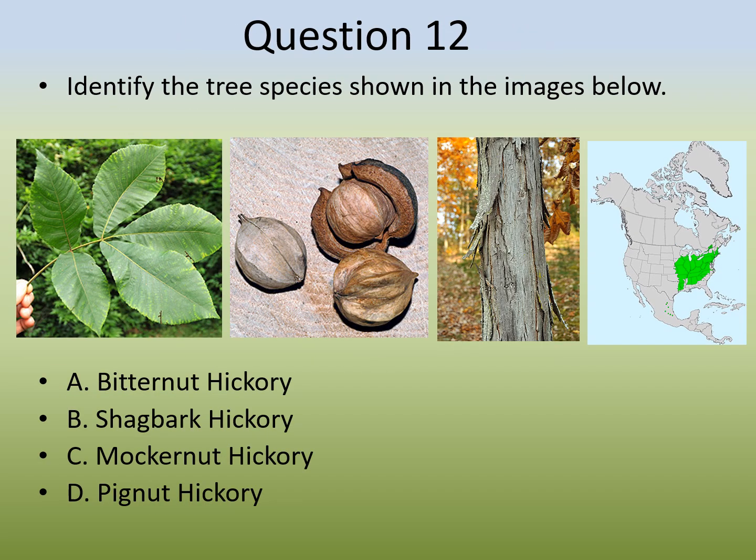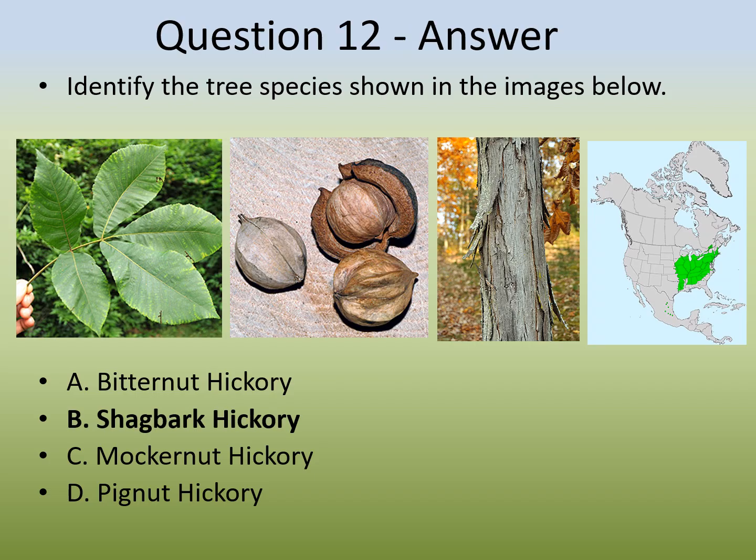Question 12. A large compound leaf, some large nuts. Is it A, bitternut hickory, B, shagbark hickory, C, mockernut hickory, or D, pignut hickory? The answer is B, shagbark hickory.